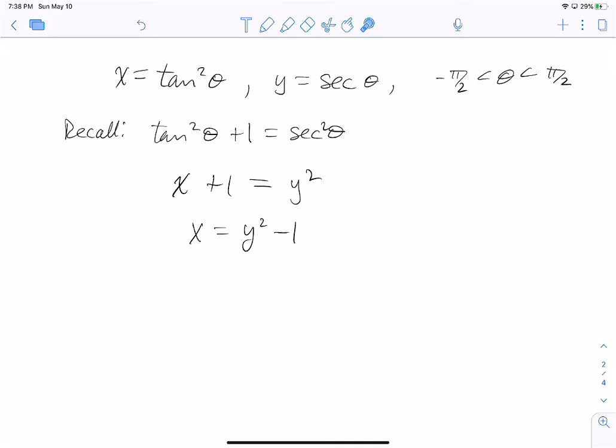Our equation ultimately is x equals y squared minus 1. Now we know it opens to the right because we have x equals y squared, a positive coefficient there. As far as shifting 1 unit to the left, that's from the minus 1 here.